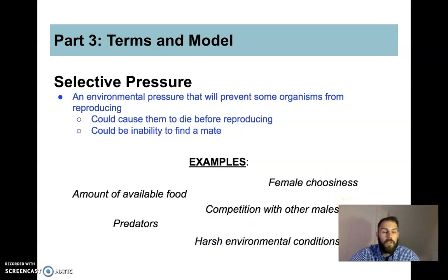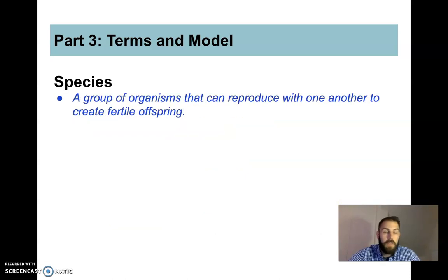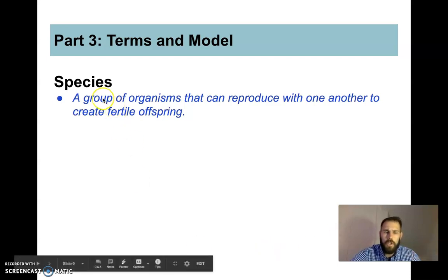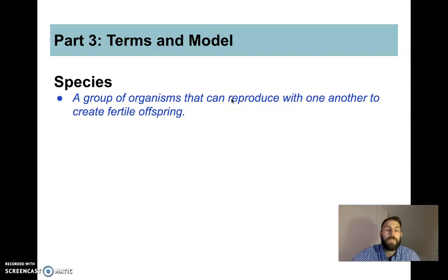All right. So our next term is going to be a species. Usually when you talk about species, it's different types of organisms, right? But what happens if you have organisms that are just very similar? They're different, but they're similar. How do we know whether they're the same species or different species? So our definition is: a group of organisms that can reproduce with one another to create fertile offspring.